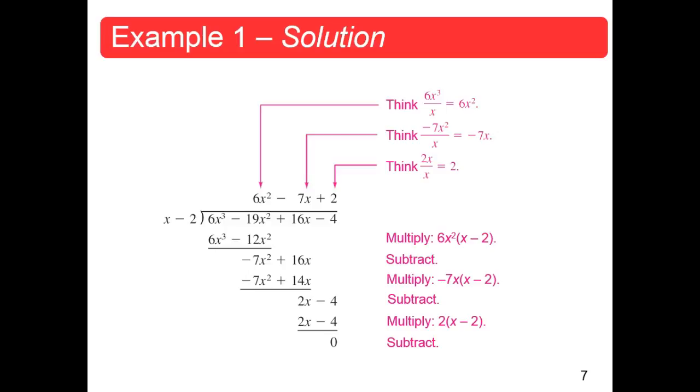X will go into negative 7x squared, negative 7x times. Then you multiply: negative 7x times x is negative 7x squared. Negative 7x and negative 2 is plus 14x. When you subtract here, these go away, and that gives you a 2x. Bring down the 4. X will go into 2x, 2 times, plus 2 times. 2 times x is 2x, 2 times negative 2 is negative 4. When you subtract here, you get a 0, which means this is a factor of that, a perfect factor. Therefore, this is a factor of that as well.